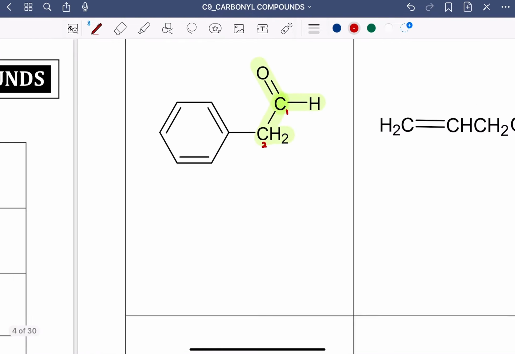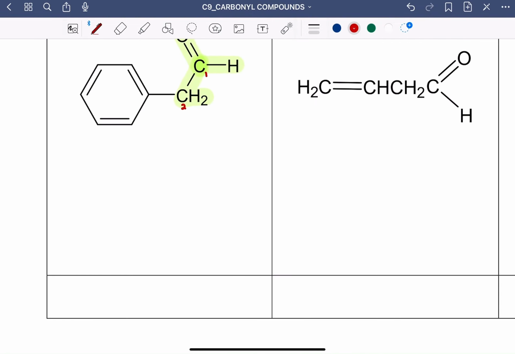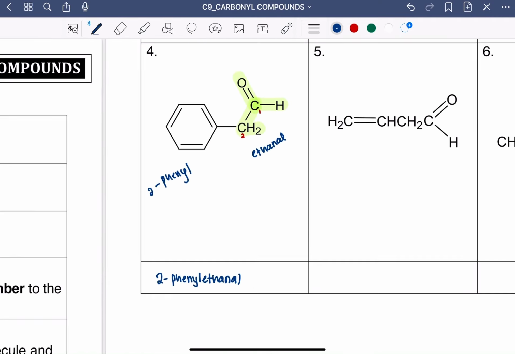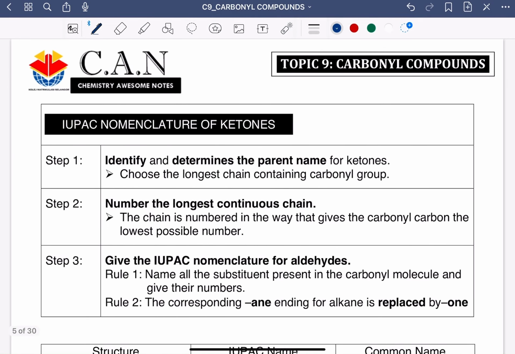So this is ethanol. Okay, this is ethanol. And we have phenyl, benzene as phenyl, at carbon number 2. So the name would be 2-phenyl ethanol. Now try to do the rest of the questions and I will give the answer later on. But for now, let's proceed to ketone.